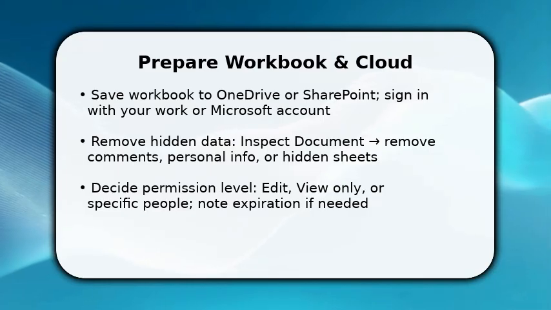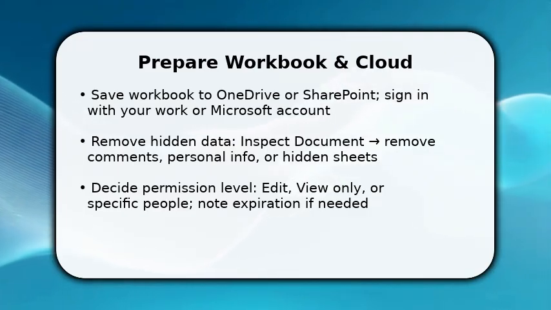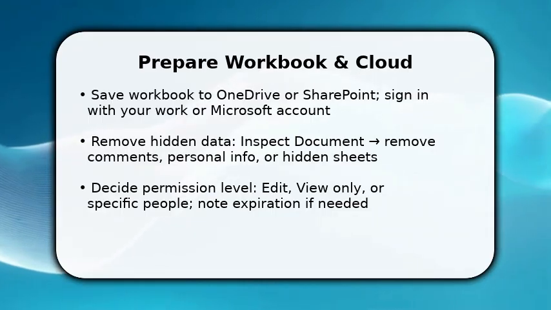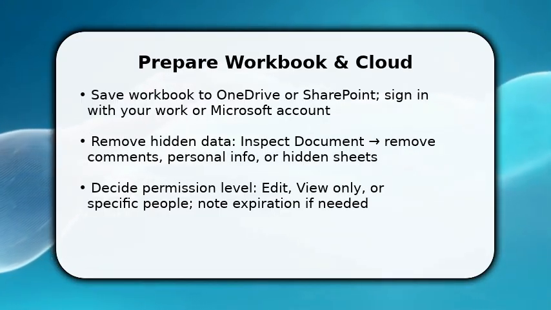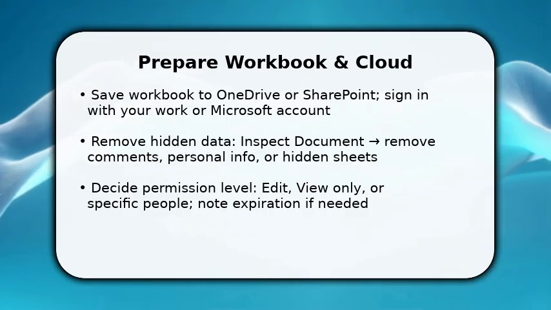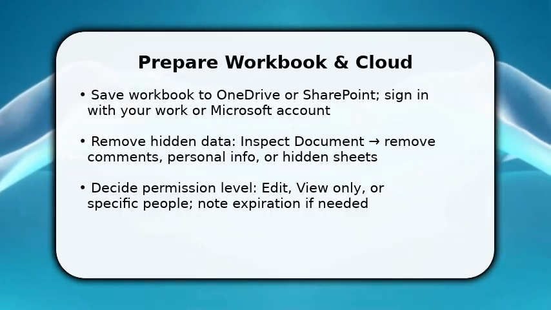Enjoy the video. You start by saving the Excel file to OneDrive or a SharePoint folder so sharing is seamless. Once saved, make sure to inspect and remove hidden data that you don't want others to see. This prevents accidental leaks. Next, choose the permission level you intend to grant: edit, view only, or specific people, because this controls collaboration and versioning. These first steps set the foundation for safe, predictable sharing and avoid common rework later.